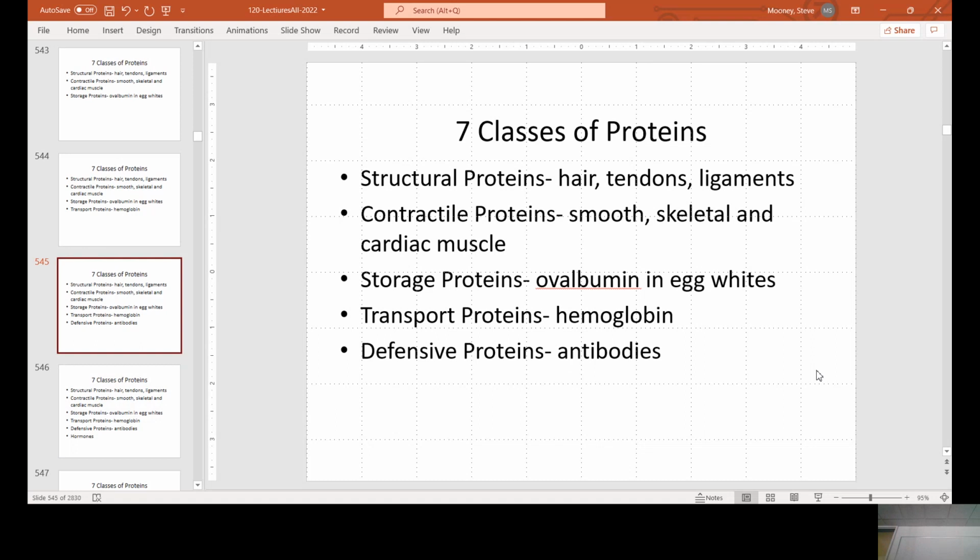You've got a class of proteins called defensive proteins. These proteins usually aren't pure protein. There are sugars, carbohydrates, involved. These antibodies are meant to recognize and attack things foreign to the body.